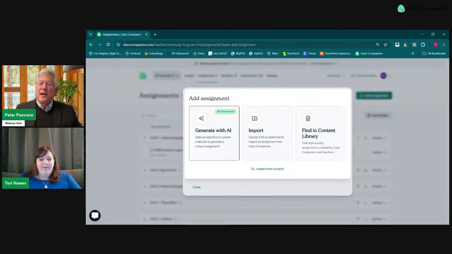So the question is, how often do you assign these kind of FRQs through Class Companion, and is it primarily in class or homework? That was the first two questions. Yeah. So like I said, it is primarily in class, but if the students don't complete it, then it becomes homework. I usually try and do this at minimum once a week.